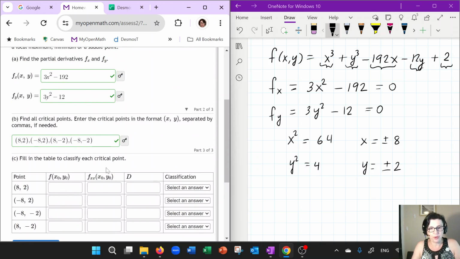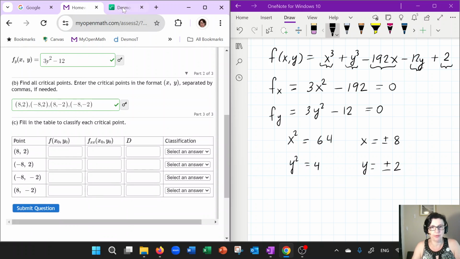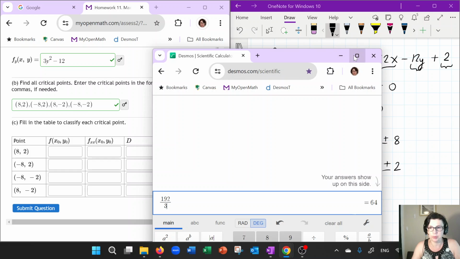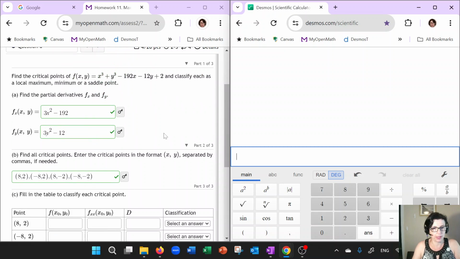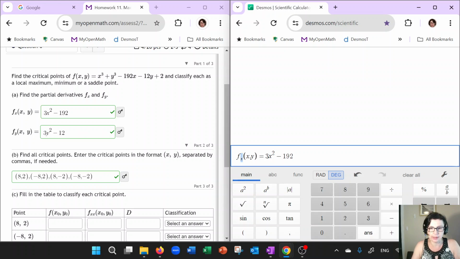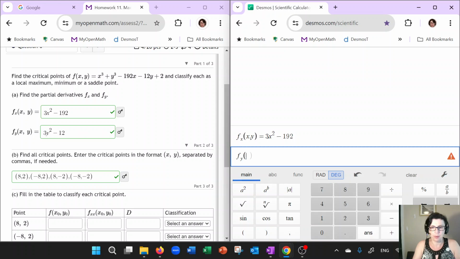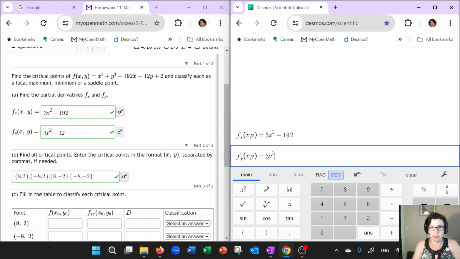Once you find them, you have to classify them. In order to classify them, I'm going to put the calculator here on the right side of my screen. Let me go ahead and define things. First of all, you should define the partial derivatives. So that would be 3x squared minus 192. Now, this sub x is the underscore. To type an underscore, you type F, then press shift minus, that makes it an underscore, and then x. Same thing here: f sub y is going to be 3y squared minus 12.